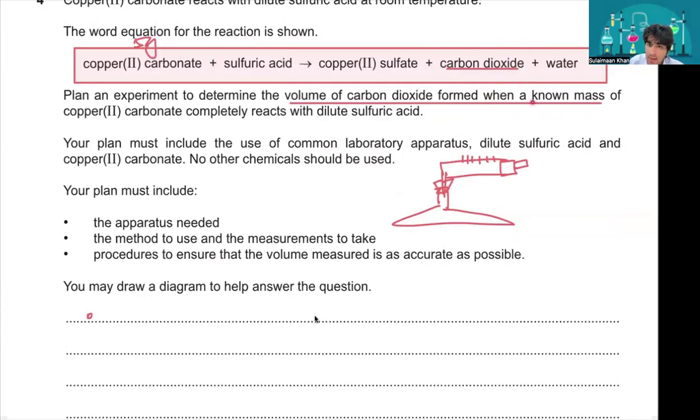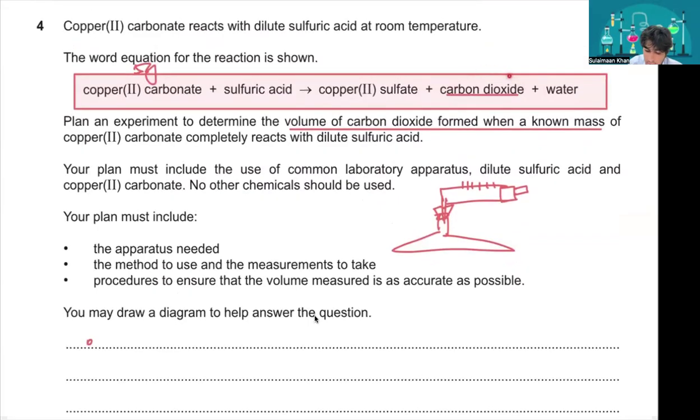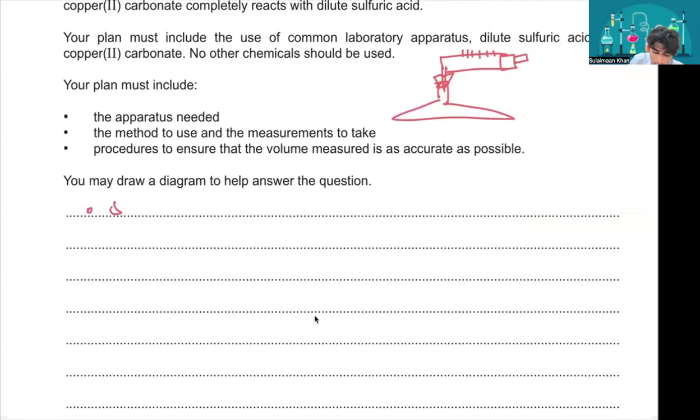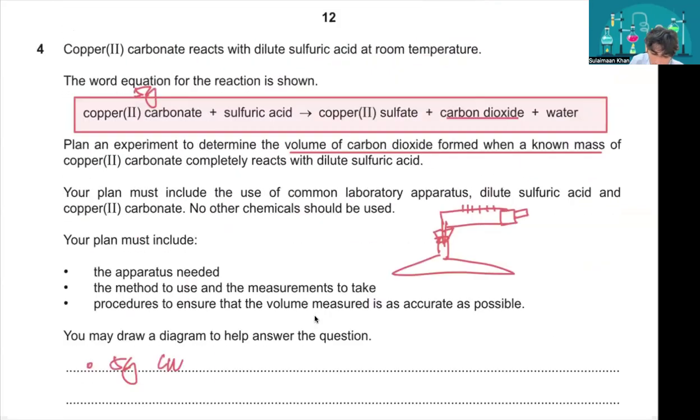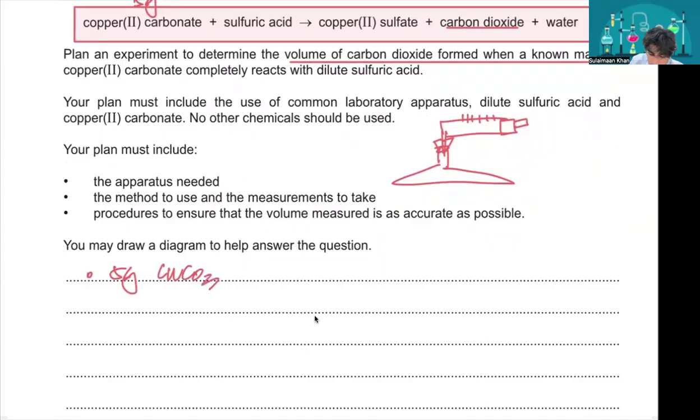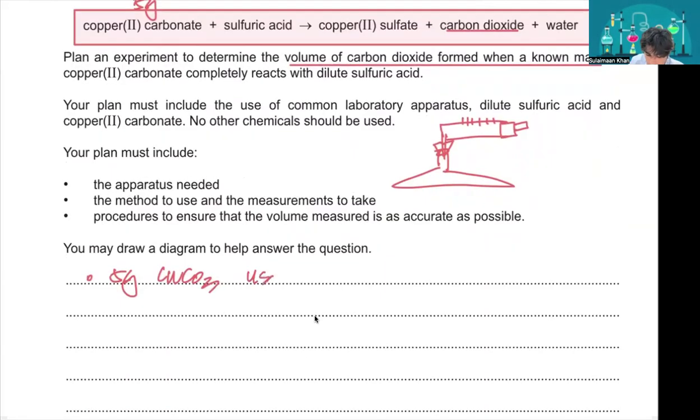Think about it like this. How does carbon dioxide form? When these two react. And so you have to react this with this, and then you have to measure this and this, right? So I'll take 5 grams of copper carbonate, and how do you know it's 5 grams? Using an electronic balance. Weigh 5 grams of copper carbonate using an electronic balance, right?